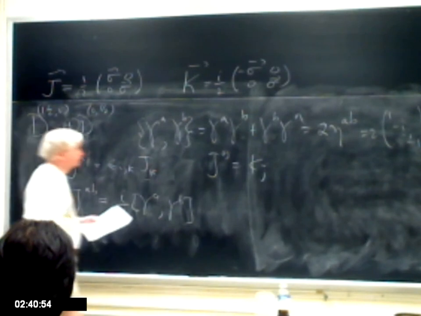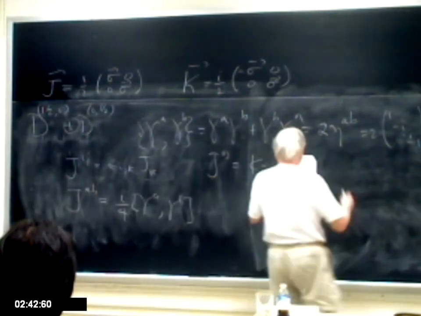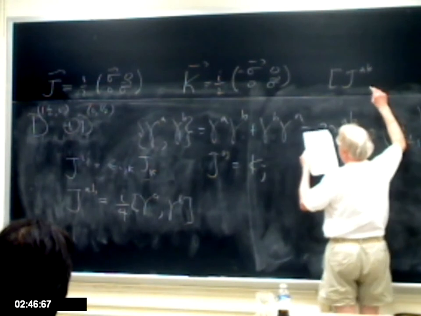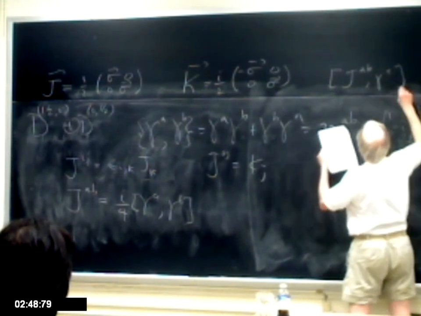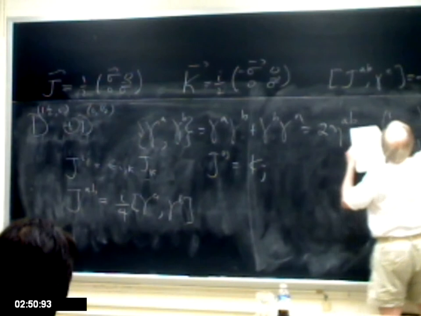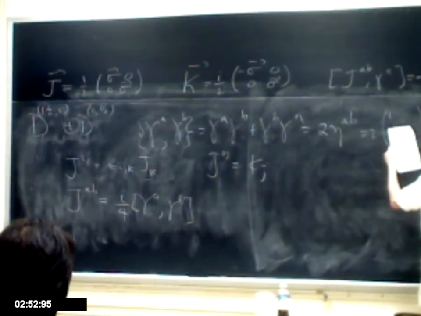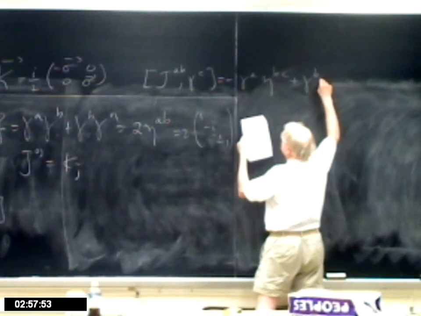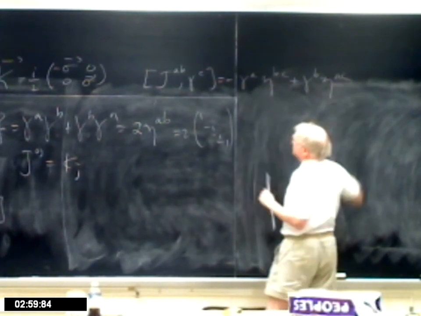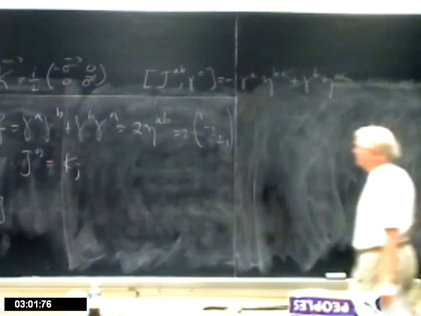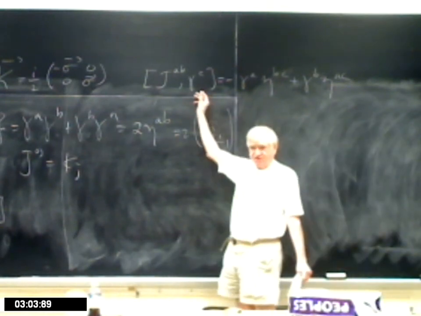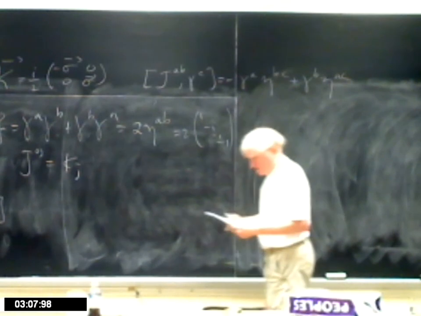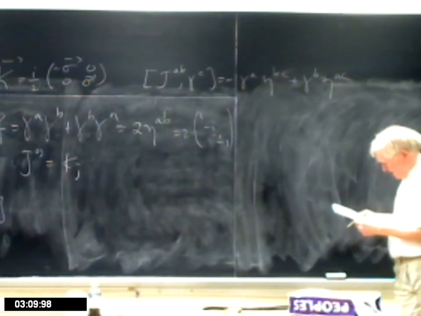And moreover, under rotations, we have J AB with gamma C is minus gamma A eta BC plus gamma B eta AC. This is saying that basically the gamma matrices are a four vector under the Lorentz group.